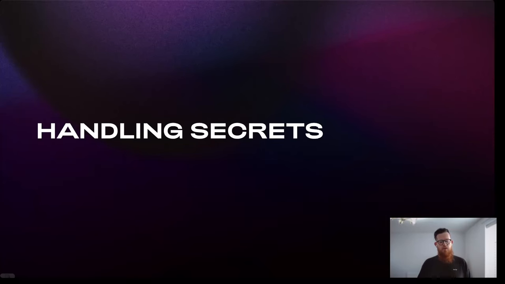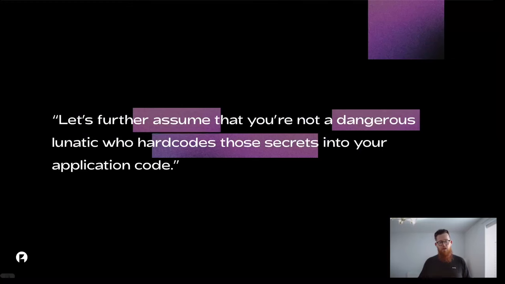Again, under the topic of security, then, handling secrets. It's highly unlikely that you'll have an application that's totally self-contained. It's always going to have to reach out to something to get some information or perform an API call or connect to a database. And to quote Corey Quinn, he says, let's further assume that you're not a dangerous lunatic who hard codes those secrets into your application code. You never want to hard code any kind of secrets. You don't want to push any secrets into Git.